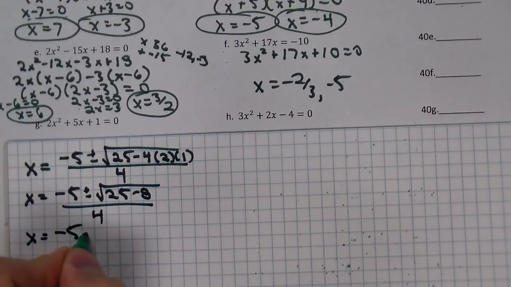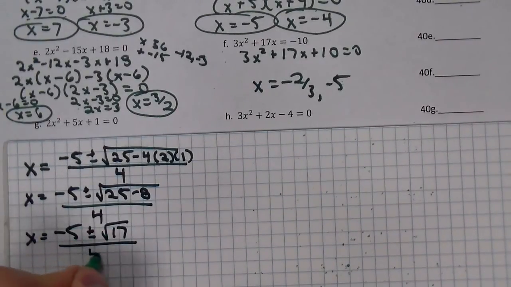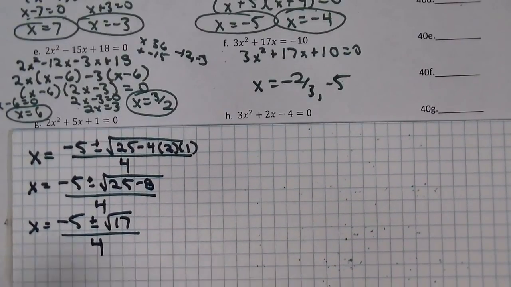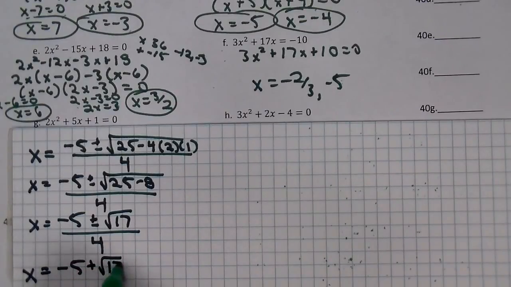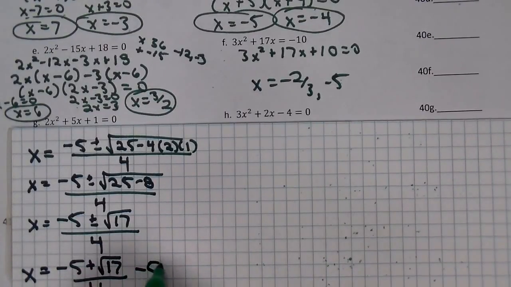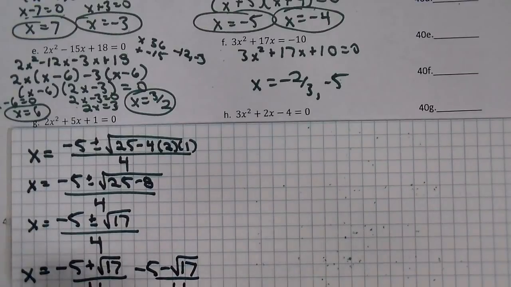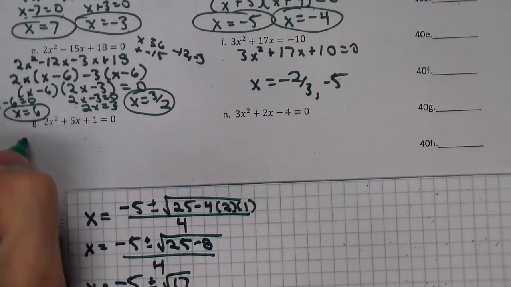X equals negative 5 plus or minus the square root of 17 over 4, which we see is not going to simplify. So we could actually leave it as this, or negative 5 plus root 17 over 4, comma, negative 5 minus root 17 over 4 as our solutions. So we'll write these in.